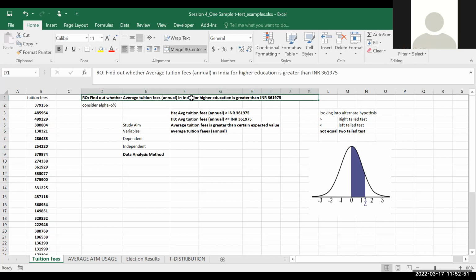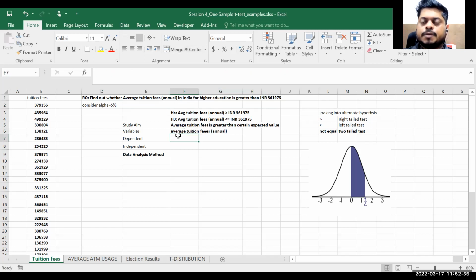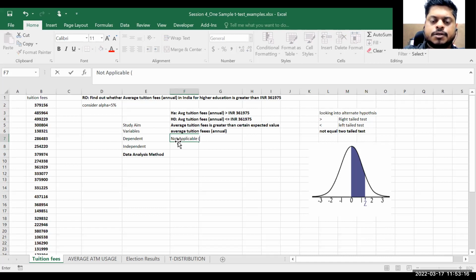Irrespective of higher education, I have only information about tuition fees. I have only a single variable, right? So there is no information about which is dependent and which is independent. So here in this particular case, you'll write not applicable, because if I say something is dependent on something else, I should have information about that, right? Tuition fees is dependent on what kind of degree. I do not have information about degree in this particular question.